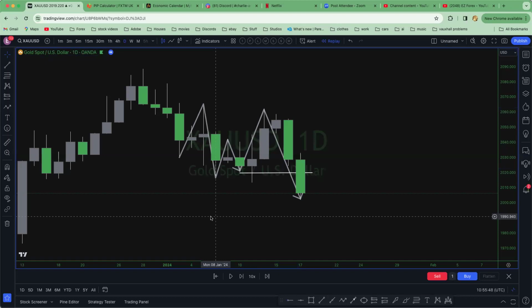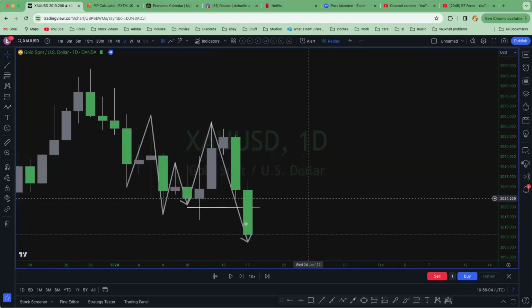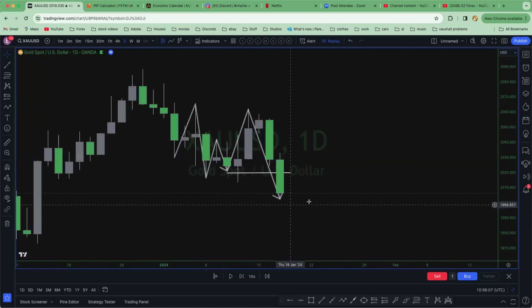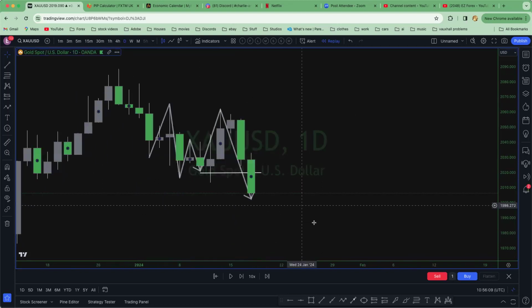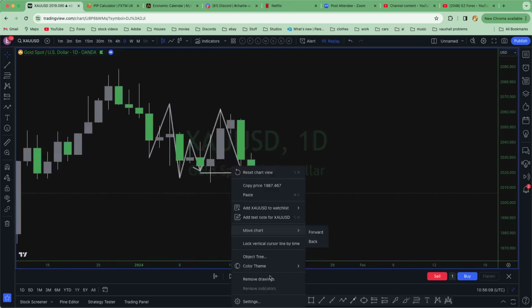There's Euro interest news as well. There's the European Central Bank news at 1:15 UK time, which will be around 7 or 8 NY time, around one of those times anyway. So we can see straight away that there was a daily bearish break of structure here. After this, let's remove these drawings.